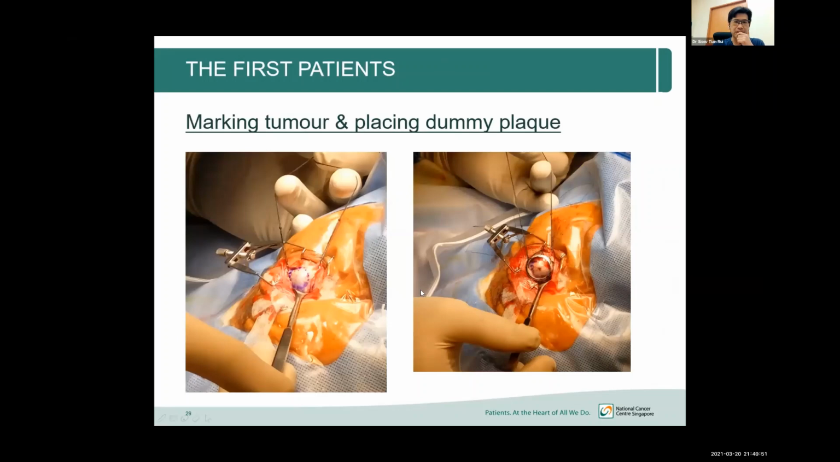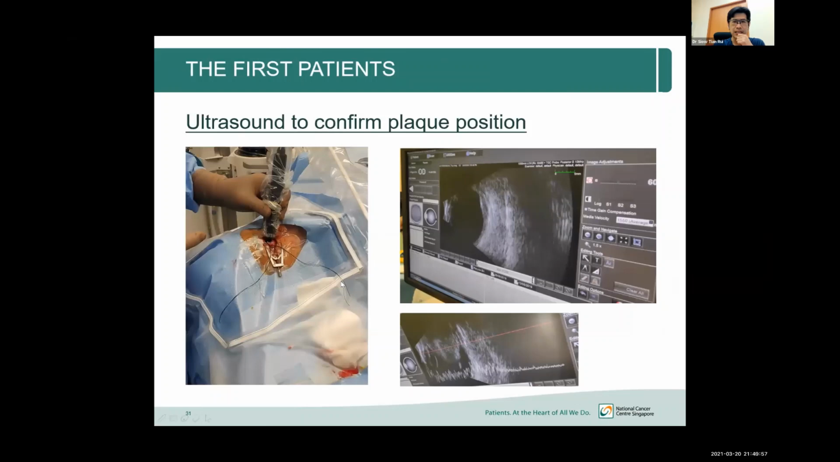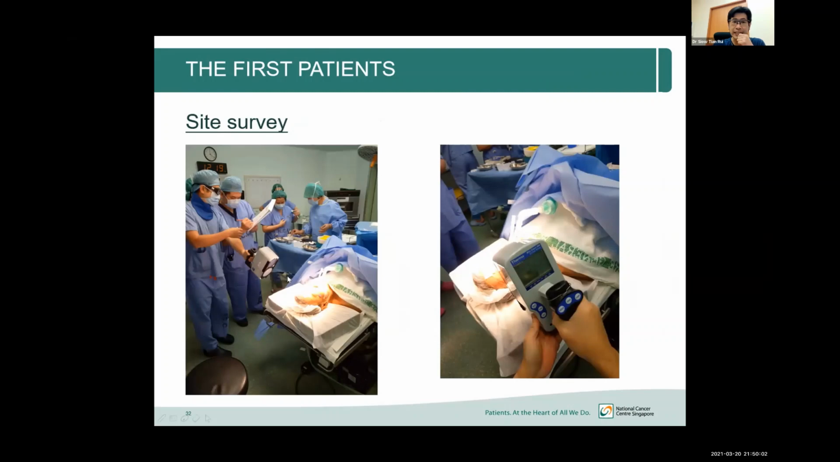I think we've seen some of the pictures that Gavin has shown already. This is the dummy plug, placing the actual plug and the ultrasound. But I do want to show our hardworking physicist checking the dose around the patient after the insertion has been done. At about 1 meter from the patient, it should be about 50 microsieverts per hour. After that, the patient goes on with a special pair of lead goggles, which we specially bought for the patients. And then we have a list of instructions for them to note when they go home.